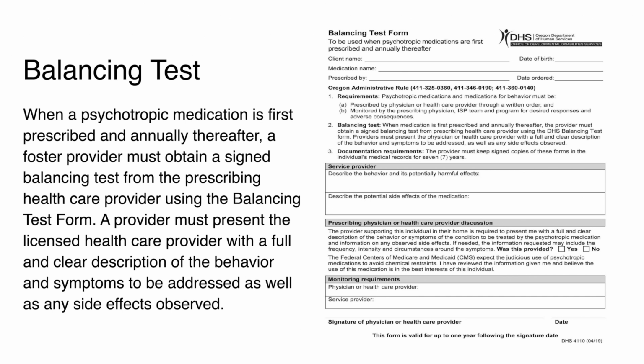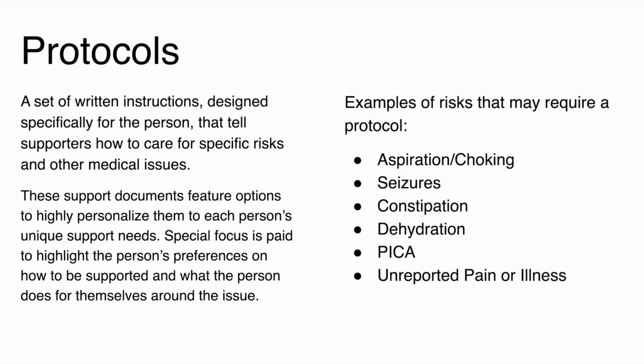A provider must present the licensed healthcare provider with a full and clear description of the behavior and symptoms to be addressed, as well as any side effects. There should be one balancing test form for each psychotropic medication used. You cannot list more than one medication on this form.